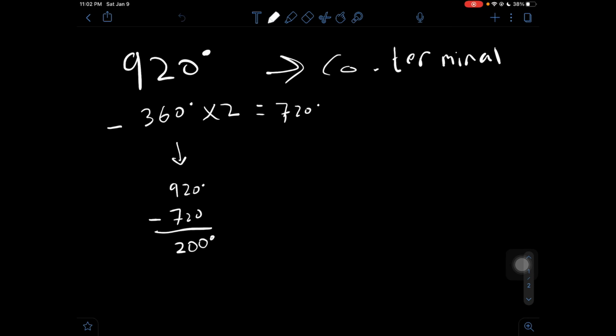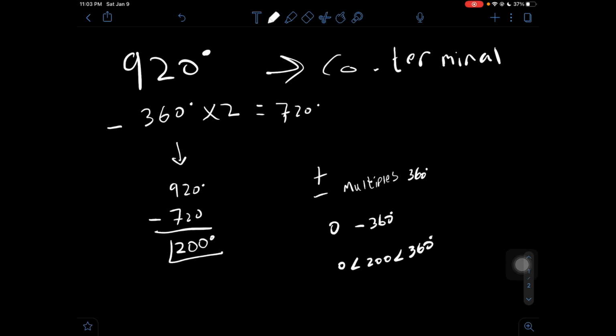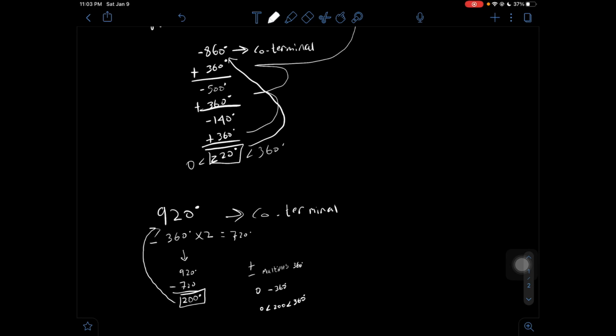Now that we have 200 degrees, we have already satisfied the first step, which was to add or subtract by multiples of 360 degrees. We also satisfied the second step, which was that our coterminal angle must be between 0 and 360 degrees, and 0 is less than 200, and 200 is less than 360 degrees, meaning that 200 degrees is the coterminal angle for 920 degrees. Great. We have just gone through how to get the coterminal angle in degrees.